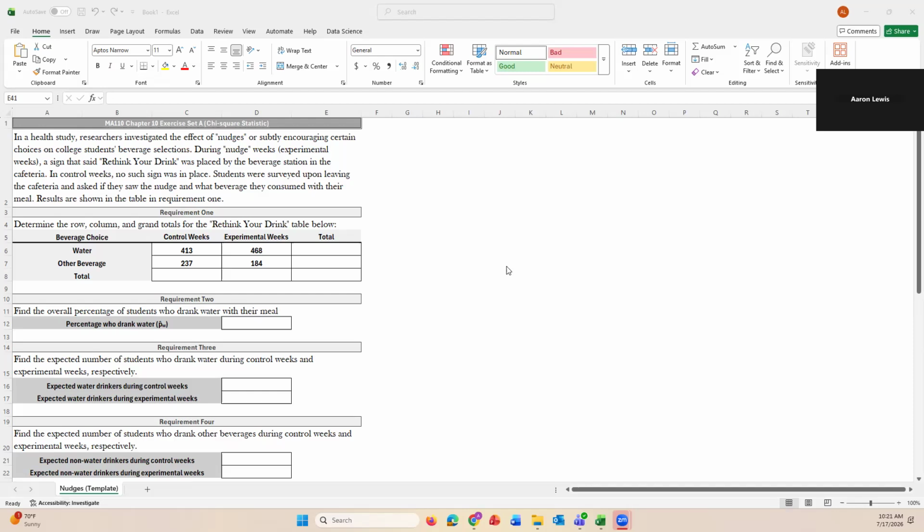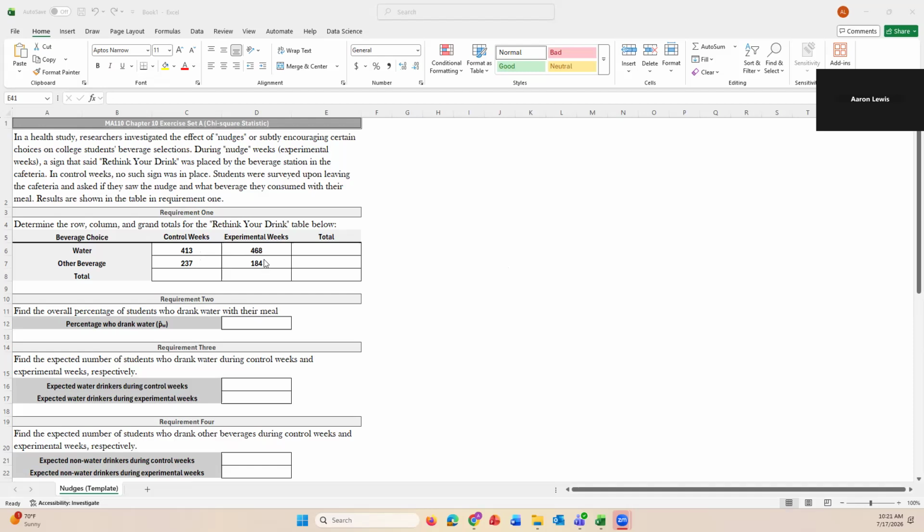And because this is still a study, we need it properly designed. There are control weeks to make sure that it isn't just the students' choice doing this, it's actually the effect that the nudges are having on beverage choice, the relationship between two variables. So in our control weeks, we're not going to advertise. Requirement one, we're given some information that they have calculated about what students' beverage choice was during the control weeks and during the experimental weeks.